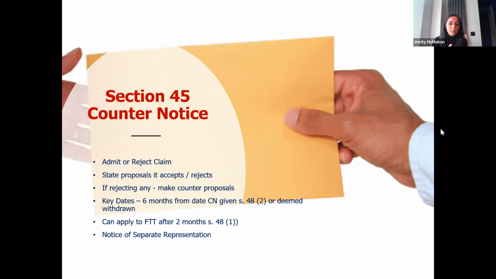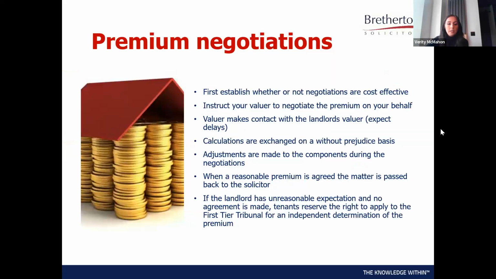You can apply to the First-tier Tribunal within 2 months after the counter notice has been served, but often there is a period of 6 months of negotiations between the solicitors and the valuers involved for both parties. Be aware as well, if there are any intermediate landlords or head lessors, they can serve a notice of separate representation, which means they will have their own solicitors and their own valuers and may negotiate separately. So it might turn from 2 parties involved to 3 parties, all with their own representation. And once we've done that, it's on to negotiations.